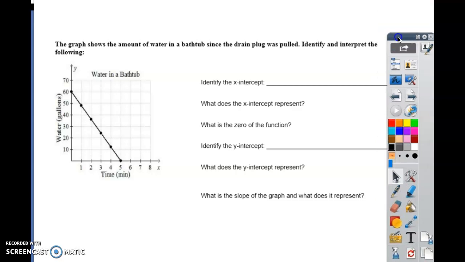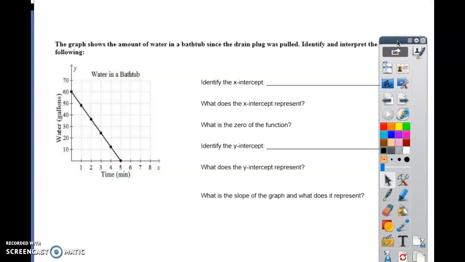Okay, so for the real world problems, it's going to be the same thing. You still have to find the x-intercept, the y-intercept, but now you have to interpret what's happening in the story. So the first one says, the graph shows the amount of water in a bathtub since the drain plug was pulled. Identify and interpret the following.